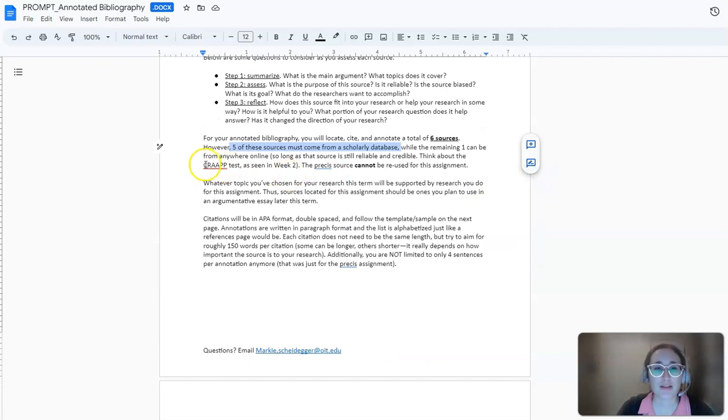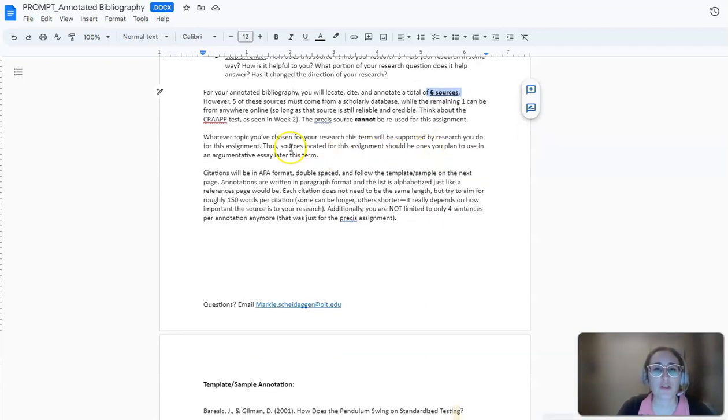Think about the CRAP test that I posted for week 2. We didn't talk a whole lot about that, but that is essentially a list of questions you can go through to make sure that your sources are still reliable and credible, even if you're not using a research database to find them. So again, you can't use the précis source, have to find 6 sources online elsewhere, most of them from a research database. Okay.